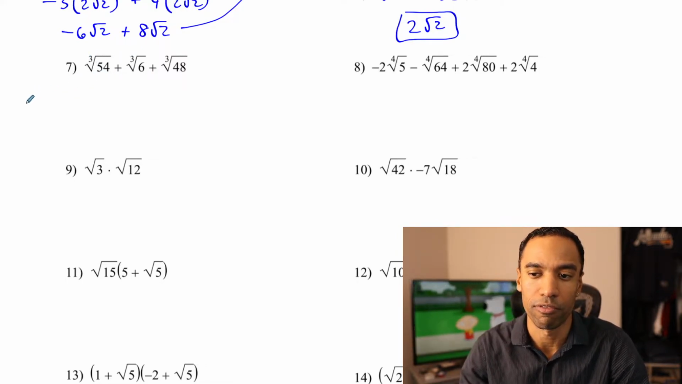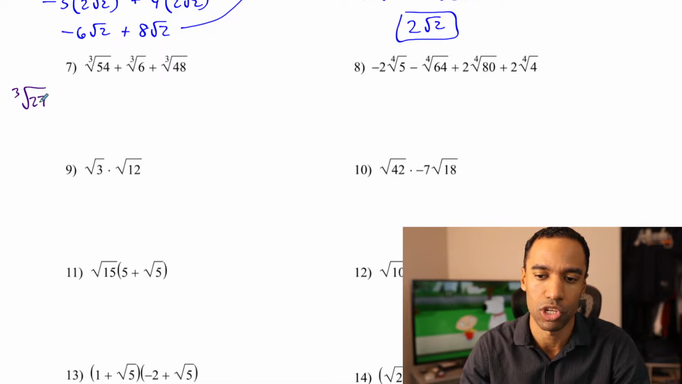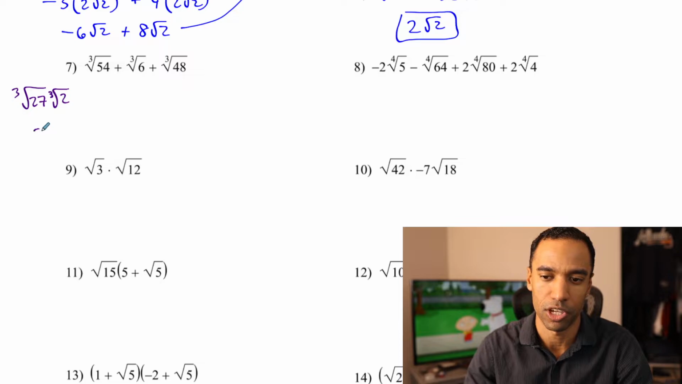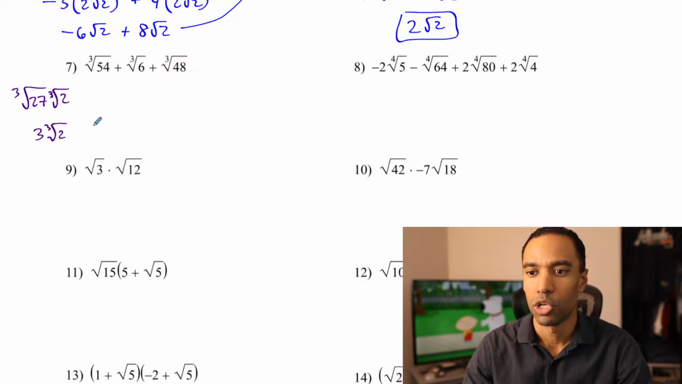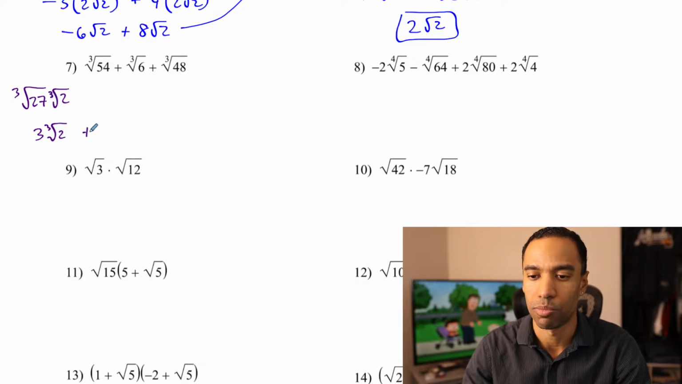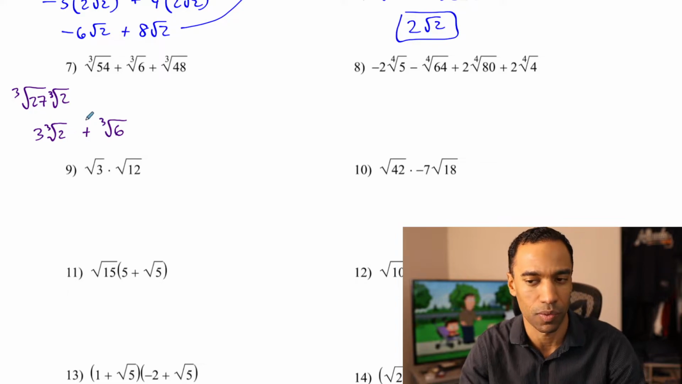So cube root of 54, let me write that out this time. That's cube root of 27 times cube root of 2. I picked 27 because it is indeed a perfect cube, which is 3 times the cube root of 2. Cube root of 6 cannot be simplified. No perfect cube factors inside there, so I'm going to leave that as a cube root of 6. And it looks like it can't combine with that there.